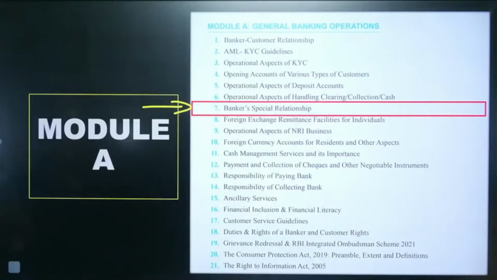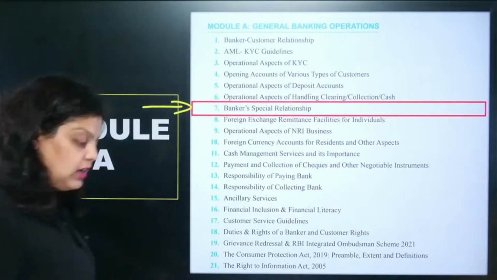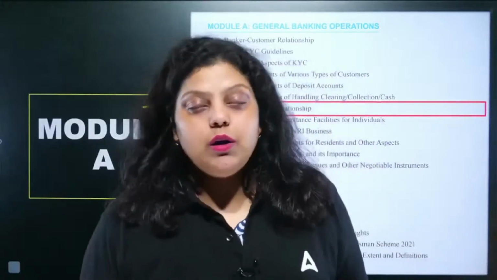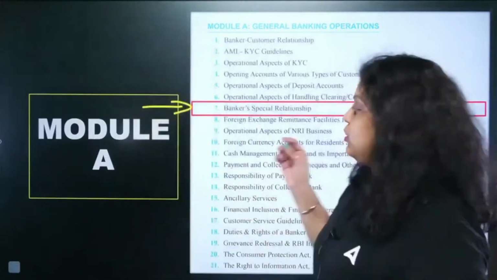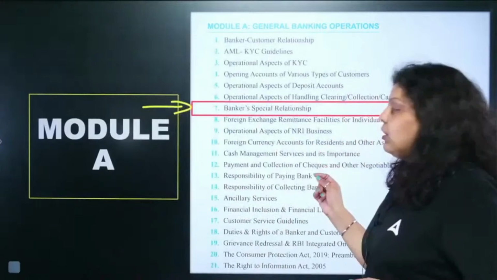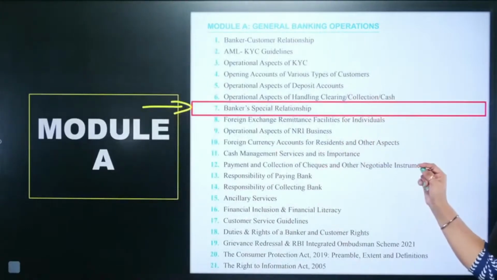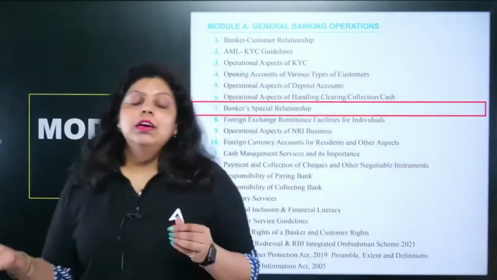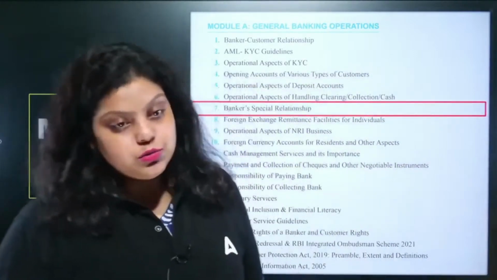Now, what is a special relationship? It can be right of set off, right of appropriation, mandate, garnishee order, attachment order, etc. These are the topics, or relationships, known as the banker's special relationship, in which certain duties and responsibilities are carried out by the bank for the customer, right?